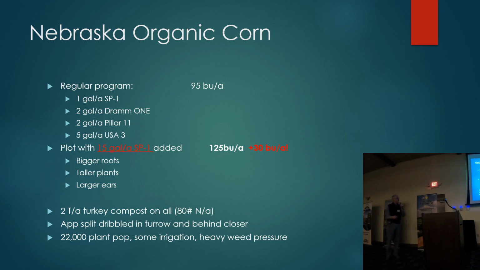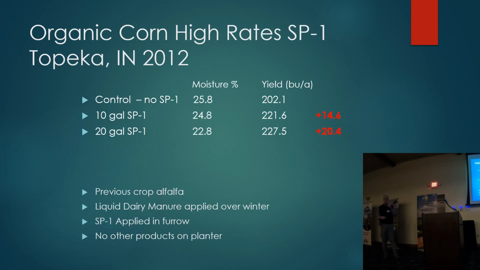And then the plot clear back in 2012, this is an organic cornfield. The previous crop was alfalfa. It had liquid dairy manure applied over the winter. SP1 in furrow, no other products on the planter. So essentially his fertility was coming from the previous alfalfa crop and dairy manure.